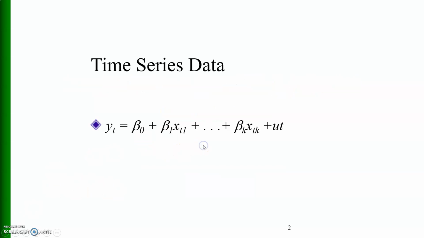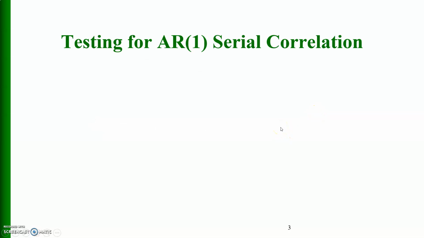Let me start with a formal model, which is time series. Yt is equal to beta naught plus beta 1 xt1 plus up to beta k xtk plus ut. This t is subscript.